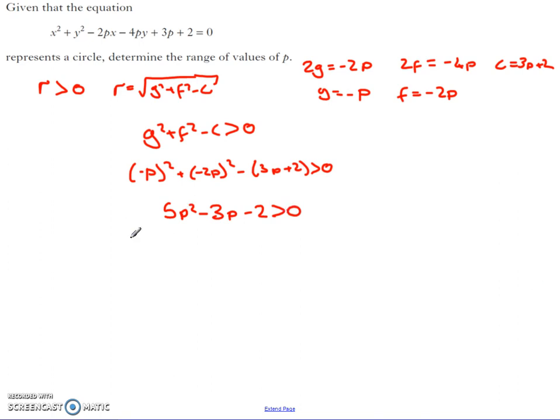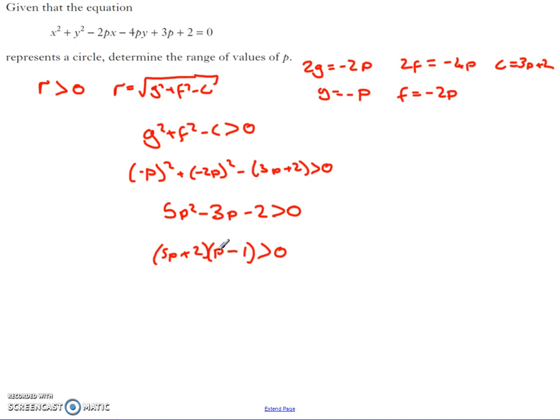Now remember, to solve a quadratic, we simply factorise it and see what satisfies that. So if I factorise this side here on the left, I get (5p + 2)(p - 1). Now that I've got that, I can say that has to be bigger than 0. Now I can use this to get the conditions which satisfy this equation. Well, it's bigger than 0 and I've got two things multiplied together.